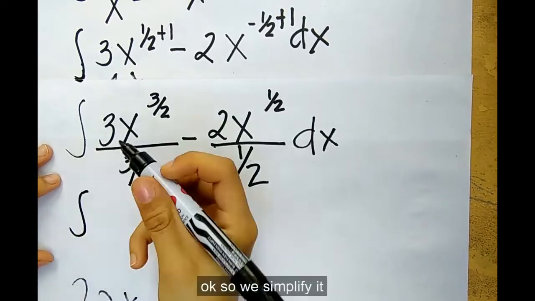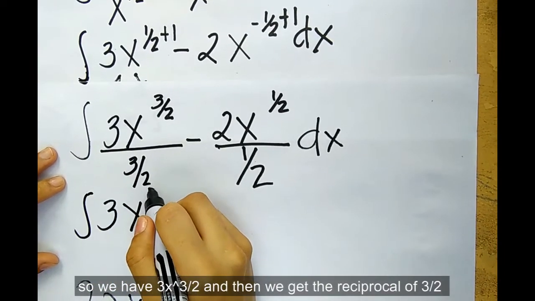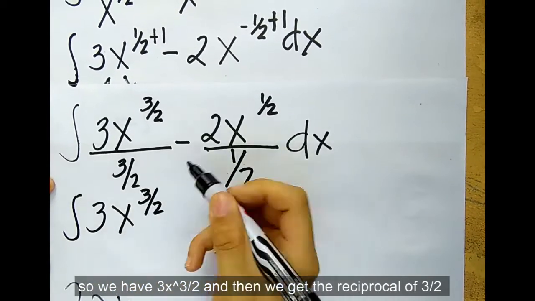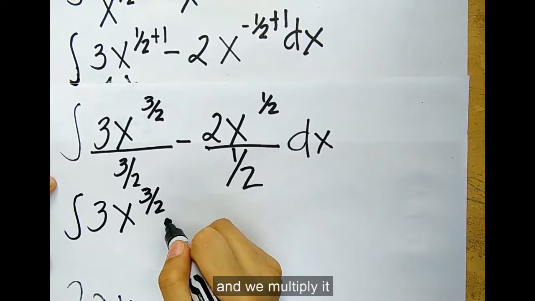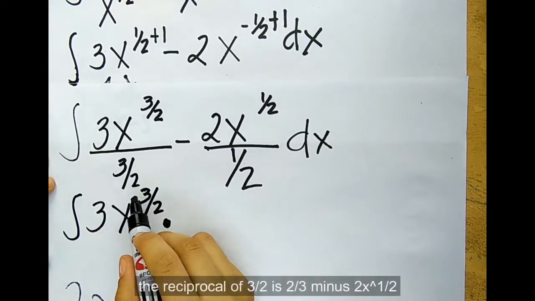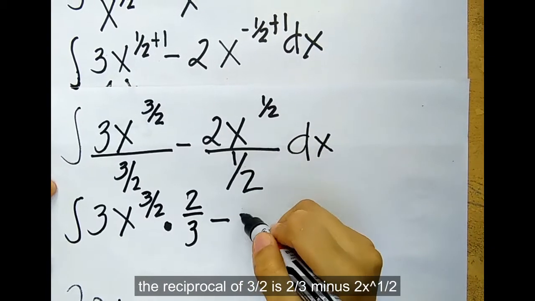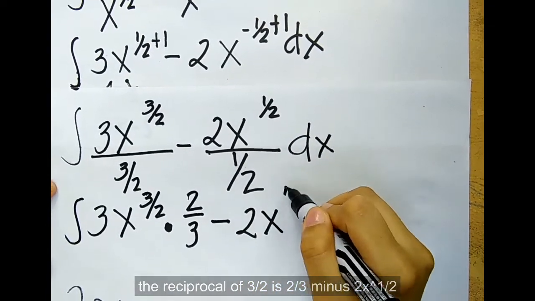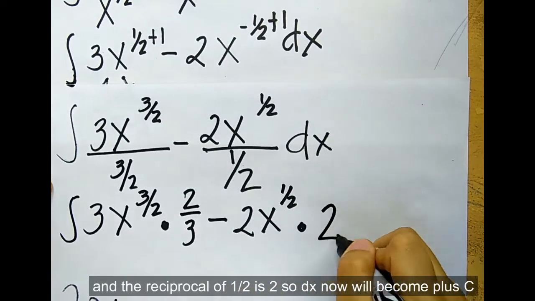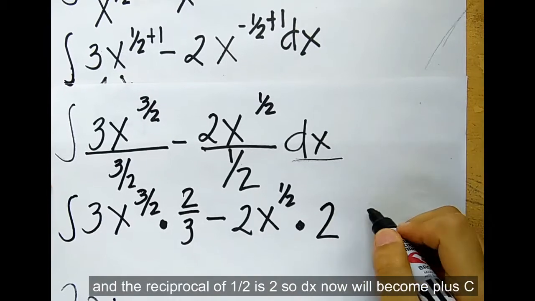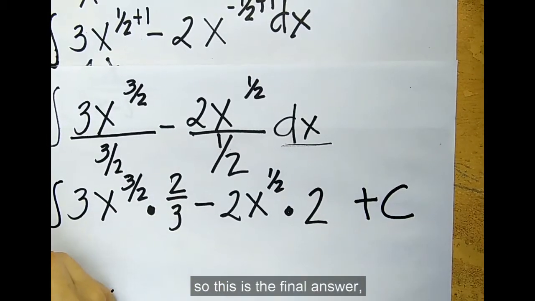Okay, so we simplify it. We have 3x raised to 3/2, and then we multiply by the reciprocal of 3/2, which is 2/3, minus 2x raised to 1/2, and the reciprocal of 1/2 is 2. So the dx now will become plus c.